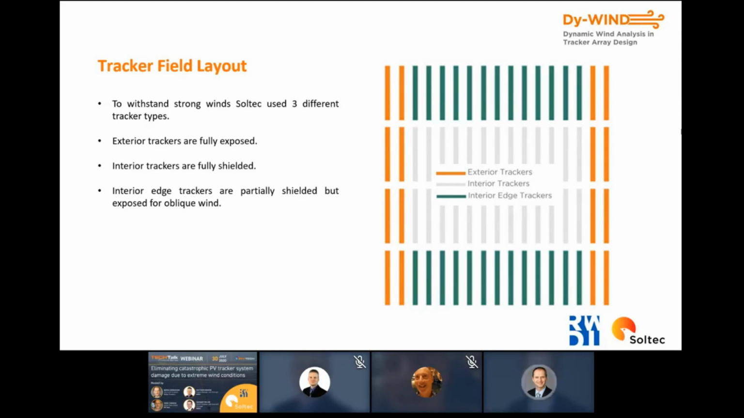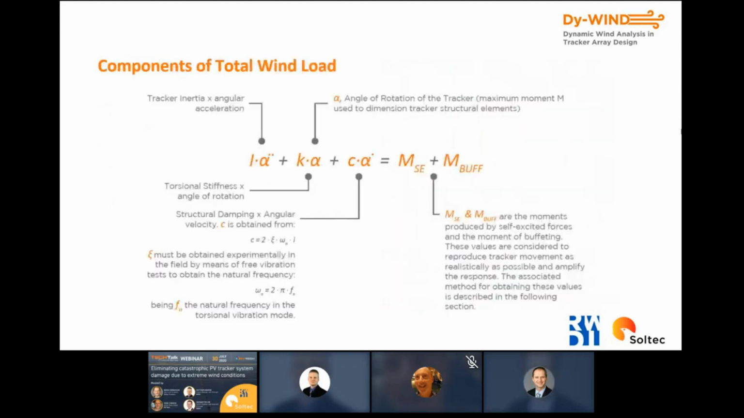Now I would like to hand over to Matthew to explain how the Darwin method works. Thank you, Bernd. So when we talk about single axis trackers and wind loads, there are several components that we need to consider. And I don't know if you get a little uneasy with equations. I do, so this is the only equation I'm going to show.